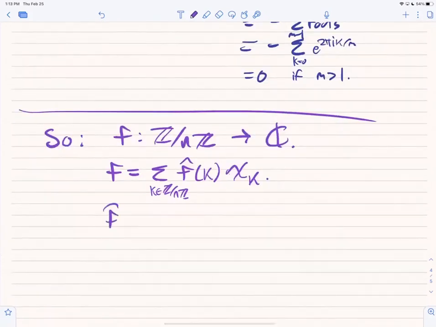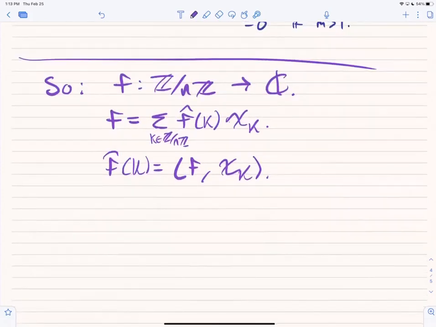We can write down a formula for f hat of k, but this is just the inner product of f with chi k. It's like the Fourier transform again. Hopefully this is not unfamiliar to you, but maybe you're rusty with this fact: whenever you have an orthonormal basis, the coefficients when you expand some function in that basis are just given by the inner product. That's somehow the point of an orthonormal basis.